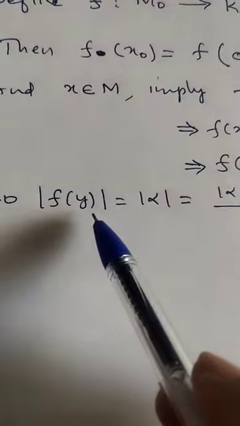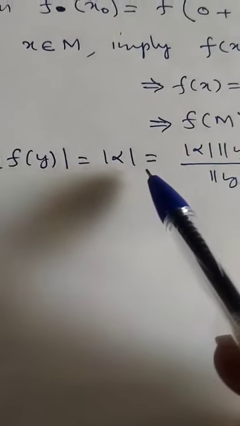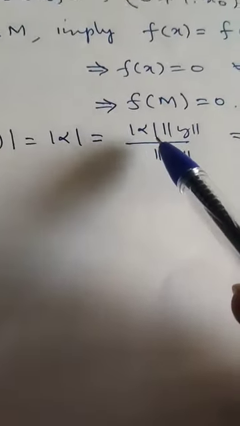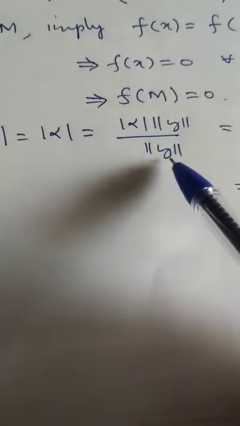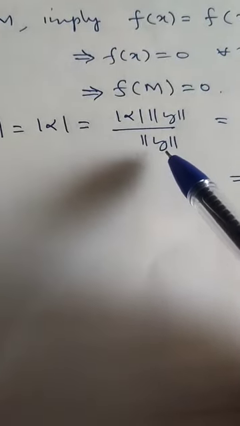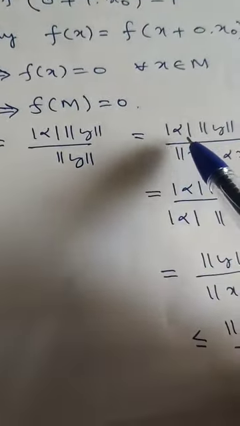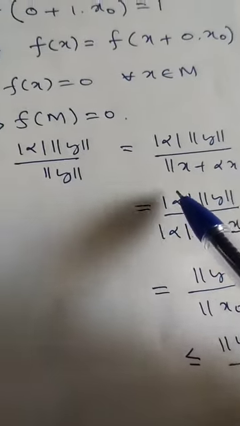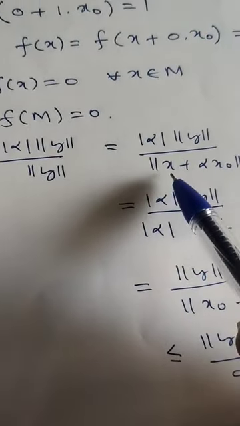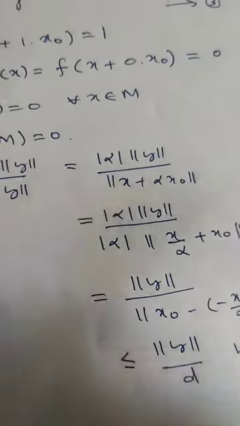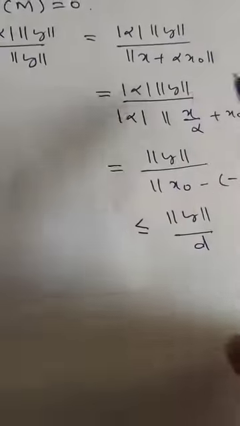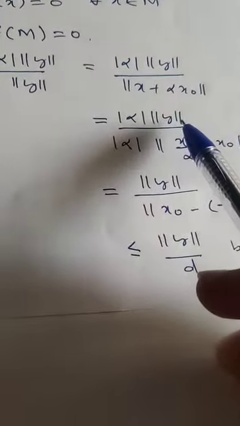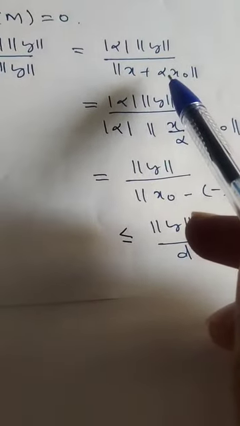Further, mod of f of y is what? Mod of alpha. This is equal to mod alpha into norm y by norm y. I multiply and divide it by the norm of y. This is equal to mod of alpha into norm of y by the norm of x plus alpha times x naught. So this is equal to mod of alpha into norm of y by, I will take mod of alpha outside.